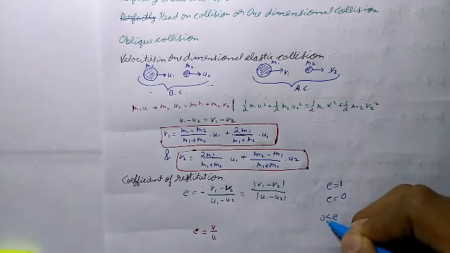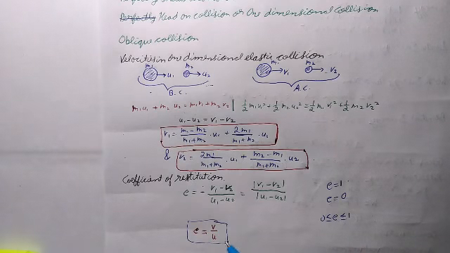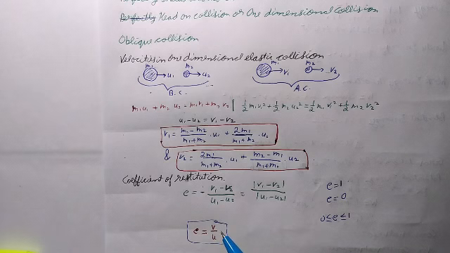For a ball rebounding from a floor, e equals v by u, where u and v are the magnitude of the velocity of the ball before and after the collision respectively.